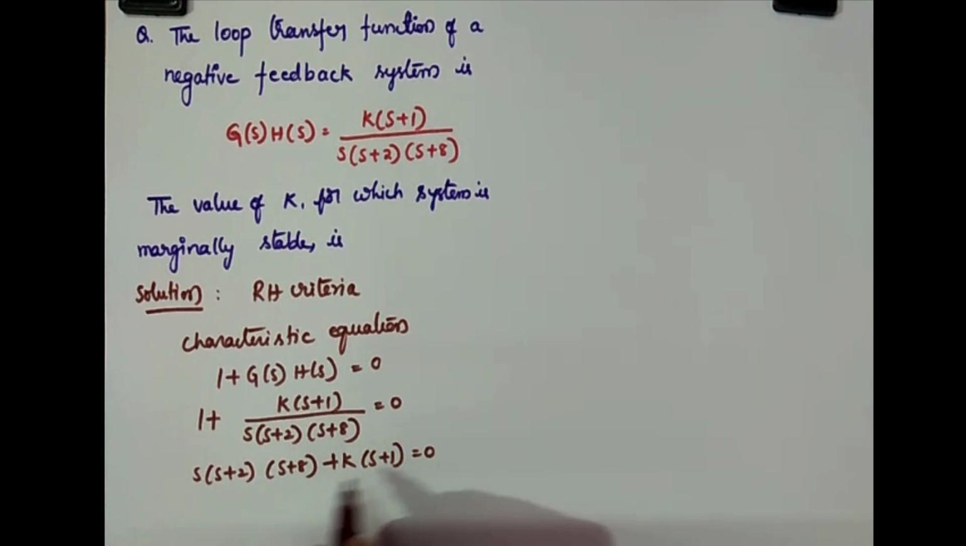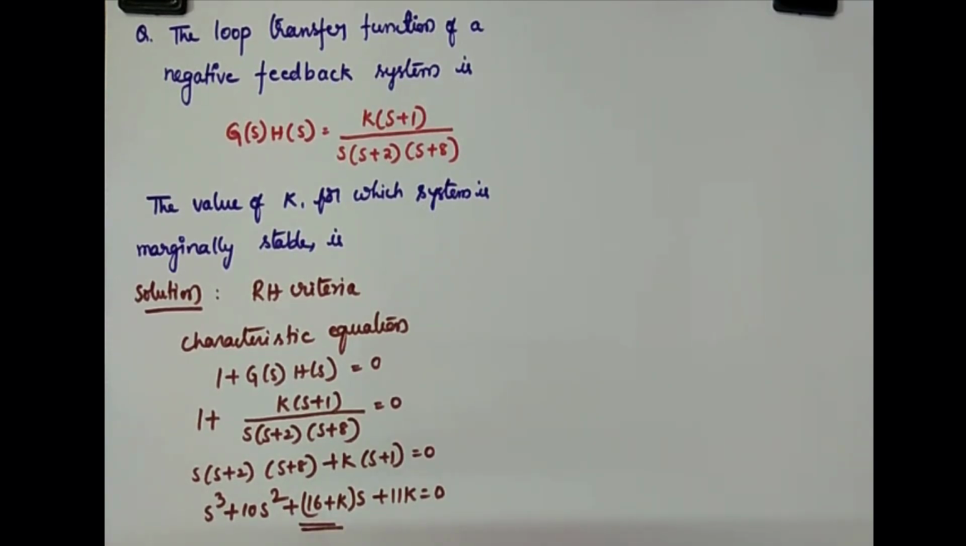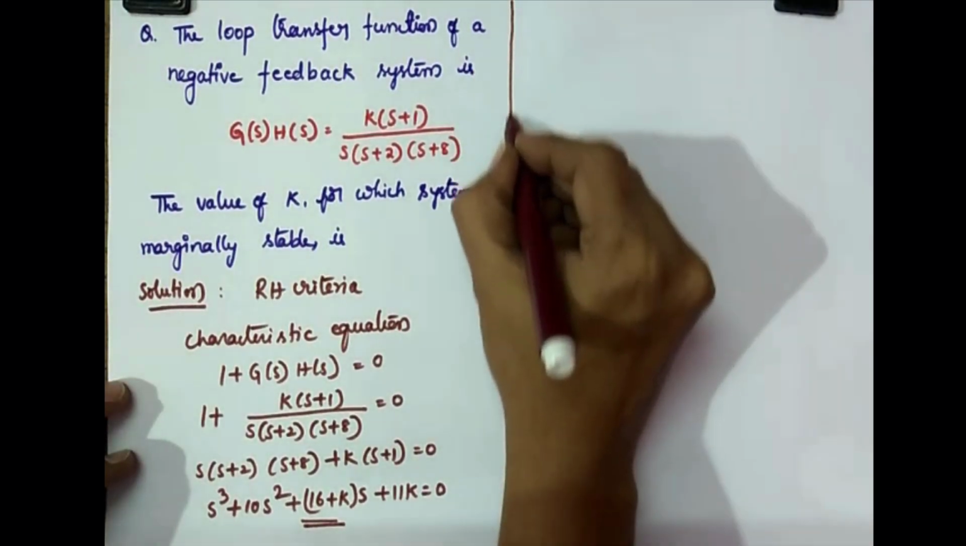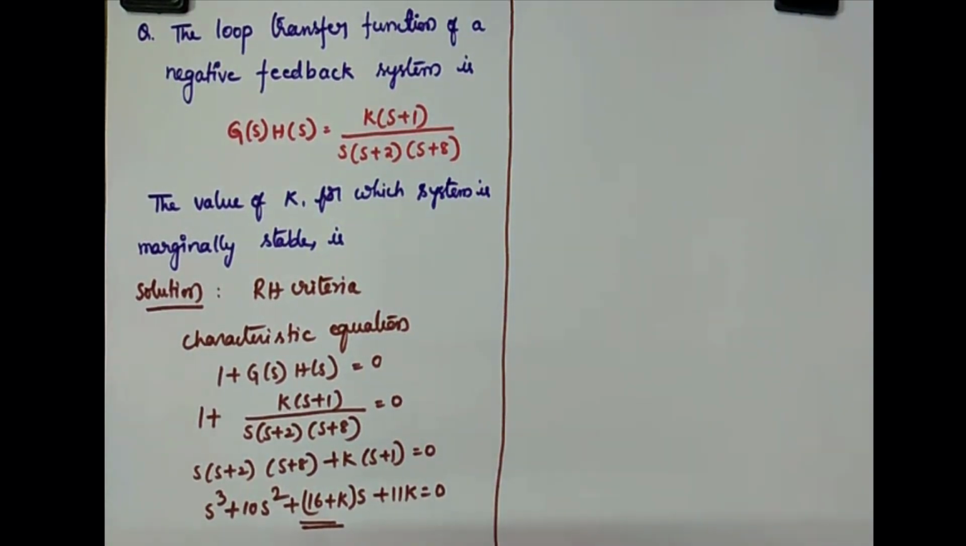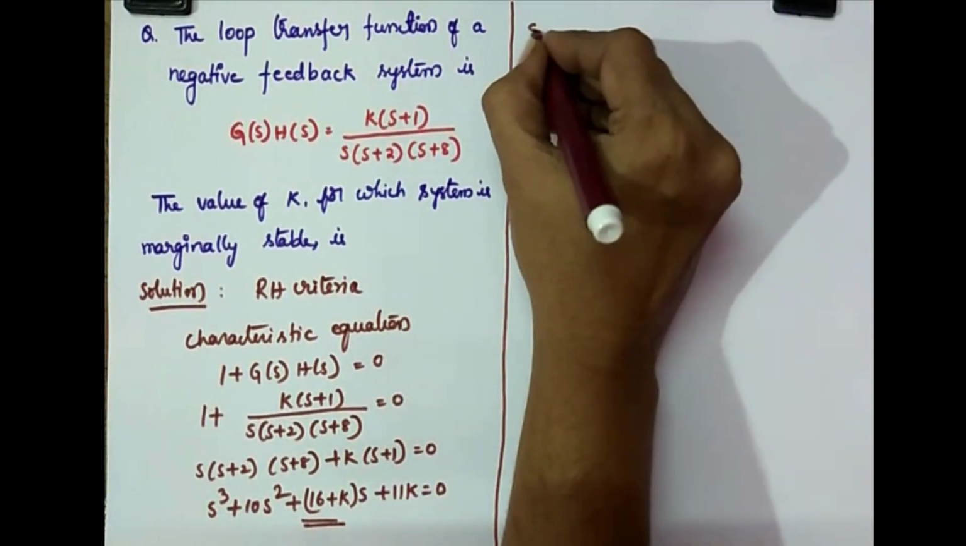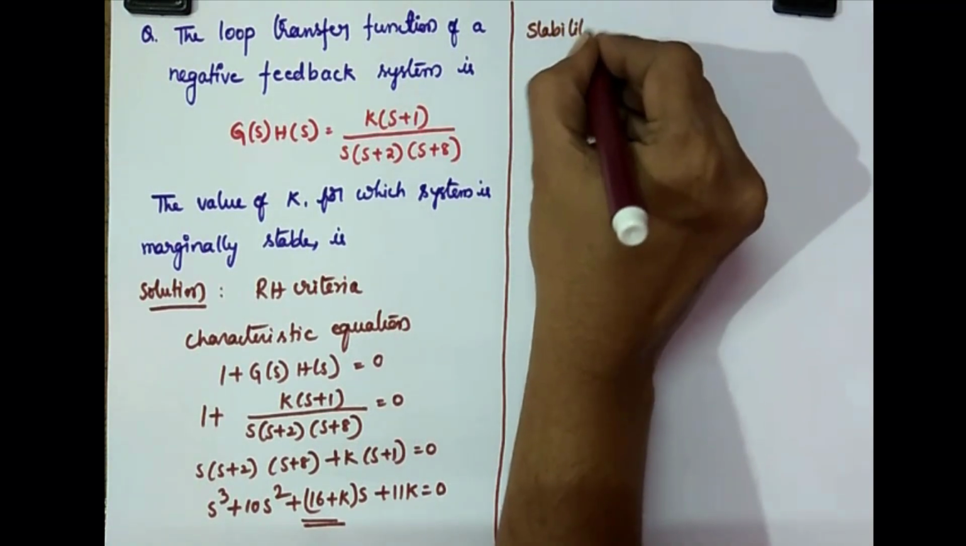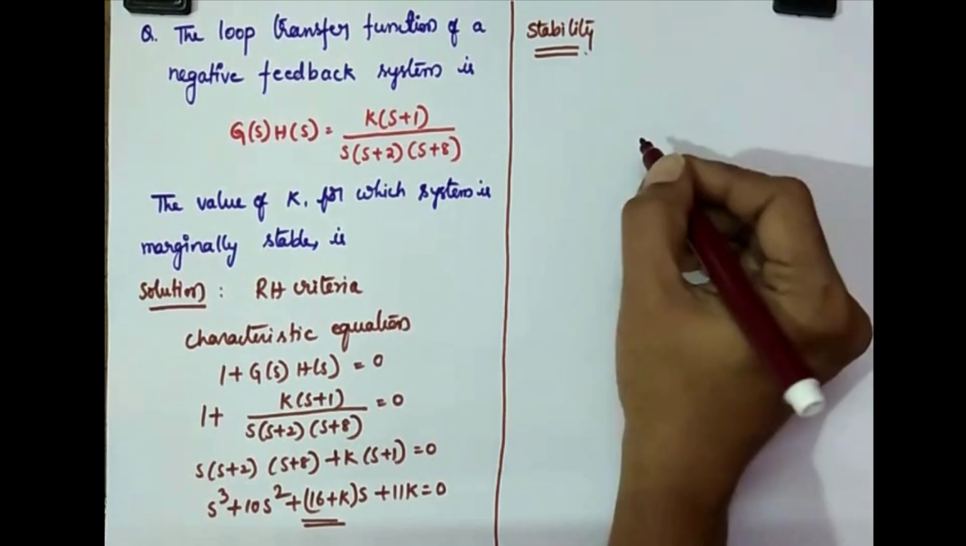If you multiply all these terms, you are going to get the polynomial. So now this is called the characteristic equation. With this characteristic equation only, we can define the stability of the given feedback system. Let me explain the stability of the system by taking the characteristic equation.